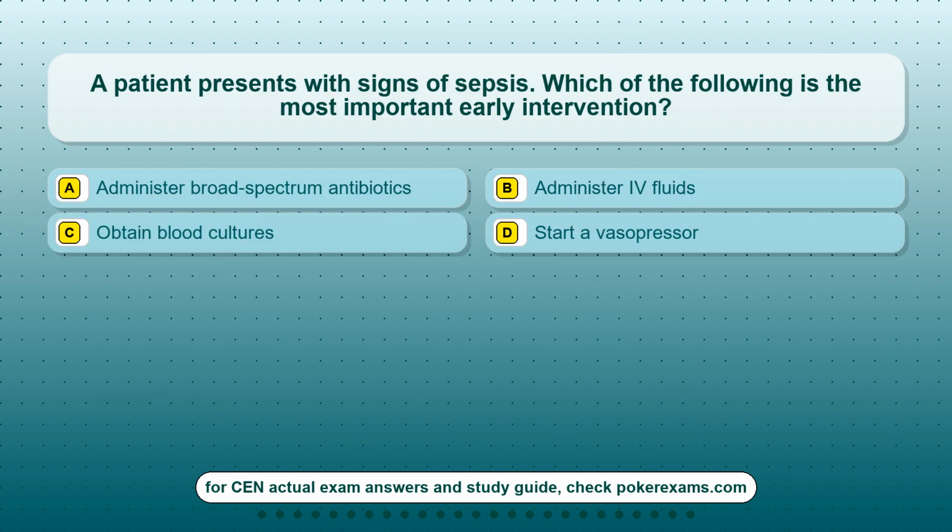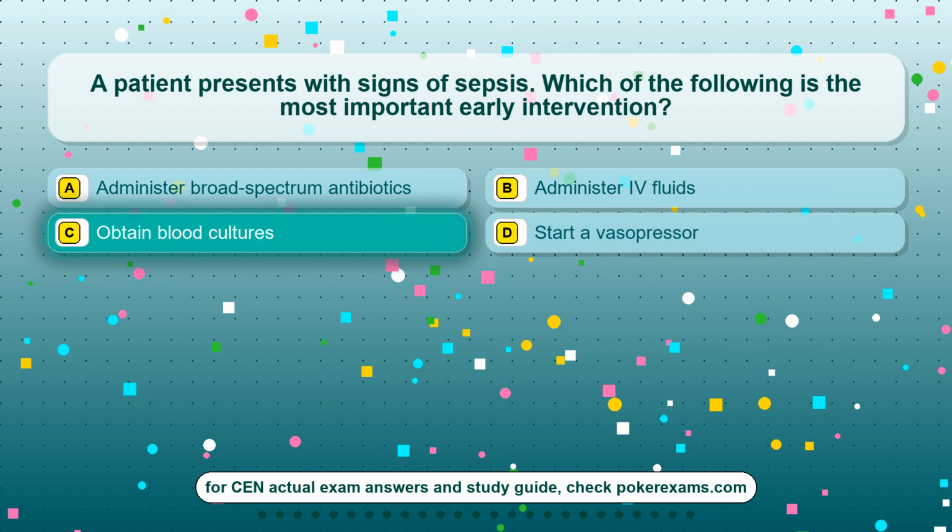Question 13. A patient presents with signs of sepsis. Which of the following is the most important early intervention? Option A, administer broad-spectrum antibiotics. Option B, administer IV fluids. Option C, obtain blood cultures. Option D, start a vasopressor.